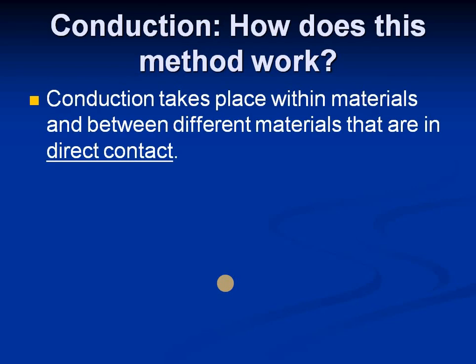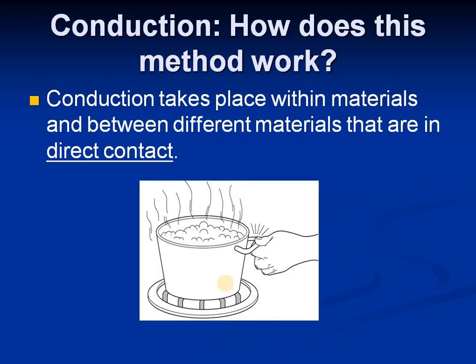Conduction takes place within materials and between different materials that are in direct contact. There could be two objects made of the same material, where conduction could take place, or objects of different materials, where this method is also possible. Like in this diagram, you can see a person touching a bucket in which you have cooked something. The material is different, but the person can still feel that heat.